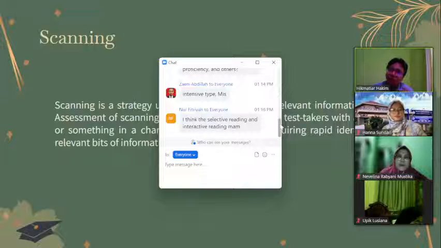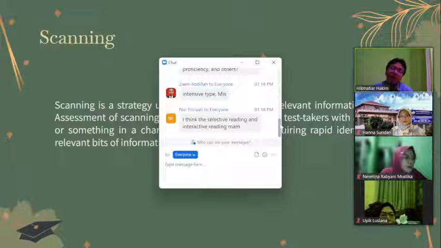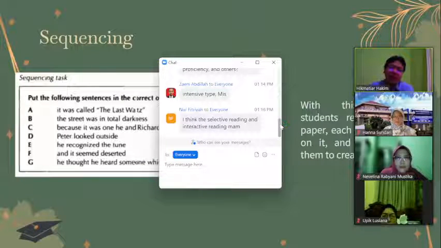So the students get a paragraph, and then the students have to scan the story or the text. Then they have to find the specific things that we ask, like the date, the name, what happened in this particular paragraph. Example. So scanning is for finding the specific things.